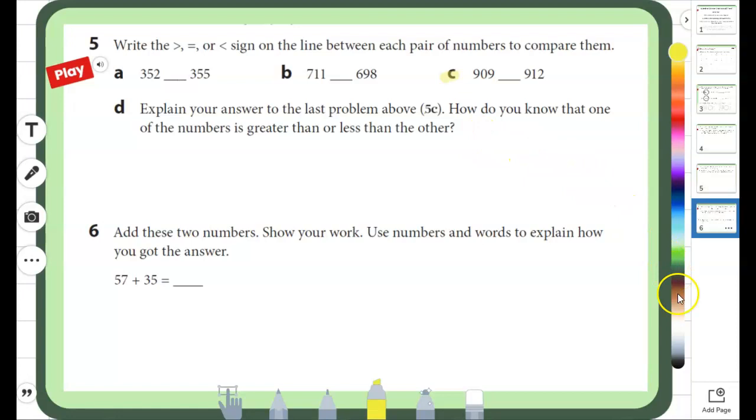Number 6 wants you to add two numbers and show your work. Use numbers and words to explain how you got the answer. That is part 1 of your Number Corner Checkup 3. If you need to hear any of the problems again as you're working, remember to push this speaker right where it says play, and you can hear the problems read to you again.